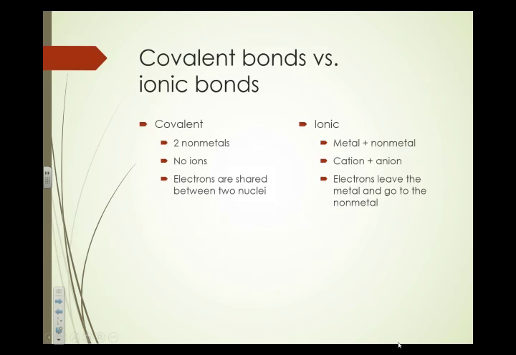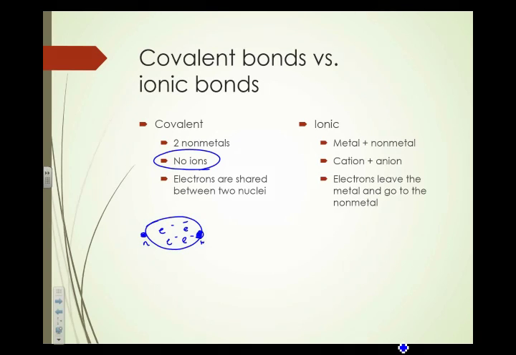So, in a covalent bond, we have two nonmetals. There are no ions present. This is sometimes confusing to folks because they think ions should be present in everything, and they're only present in an ionic compound. So covalent compounds: two nonmetals, no ions, and the electrons are shared between the two nuclei that are involved in the bond. So basically you can think about this nucleus and this nucleus, and they've got some electrons, and they're sharing them. So these are collectively making up the bond.